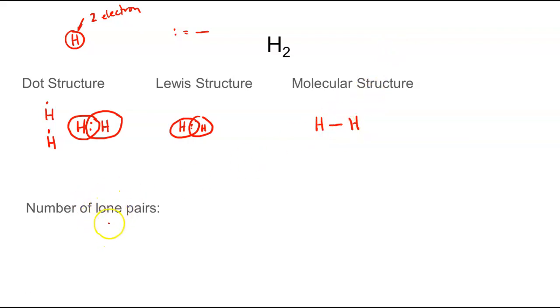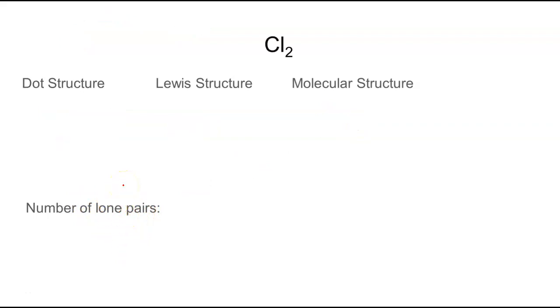I'm going to skip the lone pairs for right now so that you can actually see an example with lone pairs for it to make more sense. So now let's try chlorine. Again, if you have two chlorines, these are two nonmetals. So we know that they are going to form a covalent bond. Obviously, their electronegativities are going to be the same because it's the same chemical.